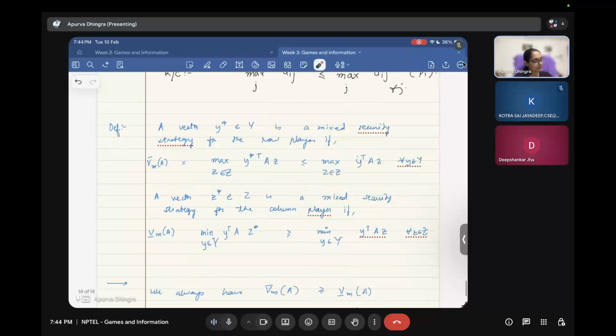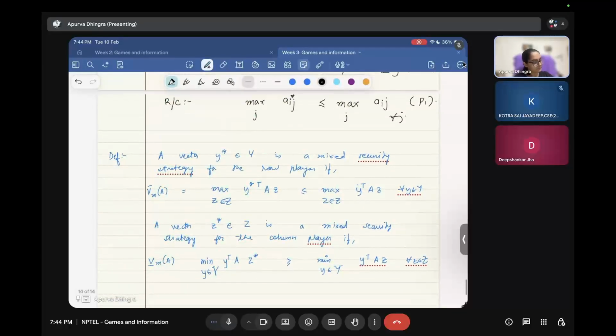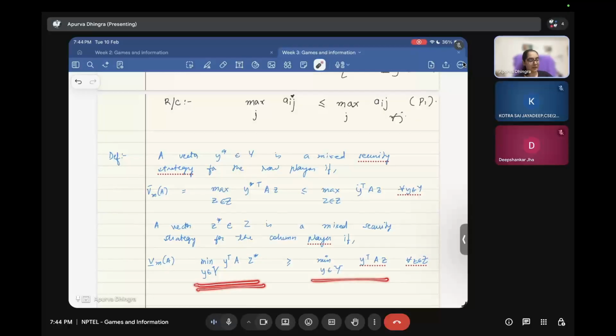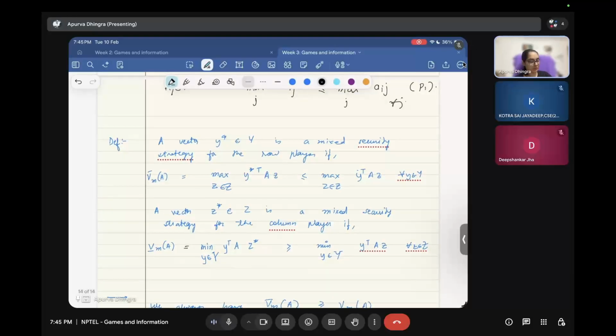Similarly, for the other agent, we could define it in terms of minimization. It's minimization with respect to Y of this quantity of the expected utility, and we want to find a Z star such that this minimization is the maximum possible that we can find, and that gives us the security value for player 2. So this is for player 1 or the row player.